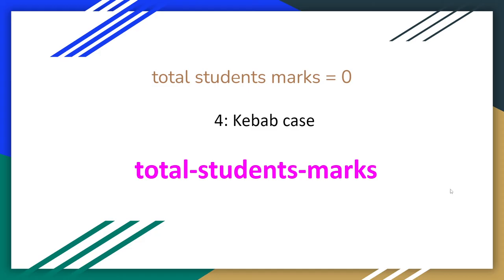The next technique is Kebab Case. Basically, in Kebab Case, we use a dash in place of empty spaces, but most programming languages do not allow Kebab Case. But you can use the Kebab Case technique to name your files. Like if I'm working on a PHP project, I can give my file the name total-student.php. So I can use a hyphen, and by using this technique, maybe you can make your web pages more SEO friendly.